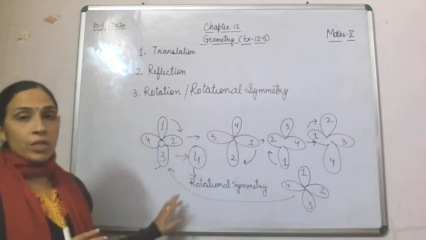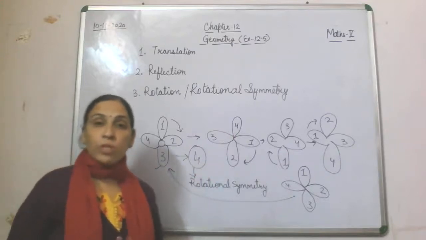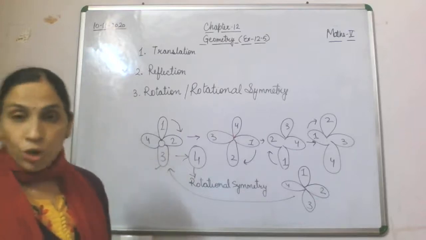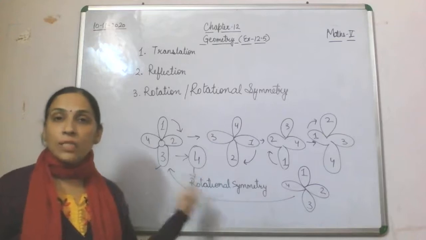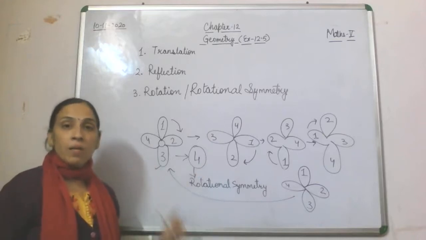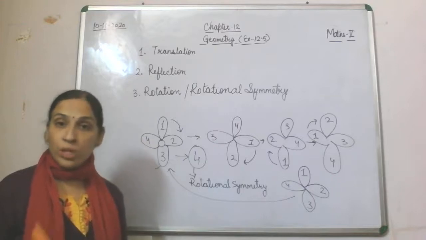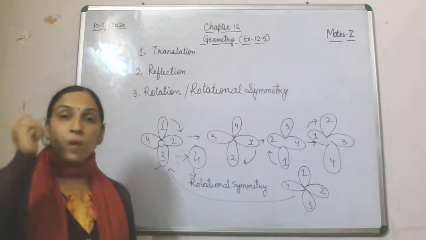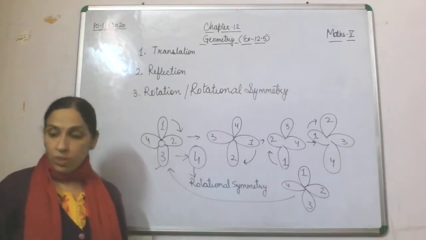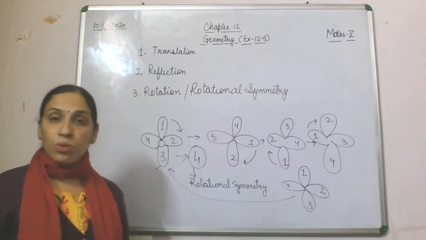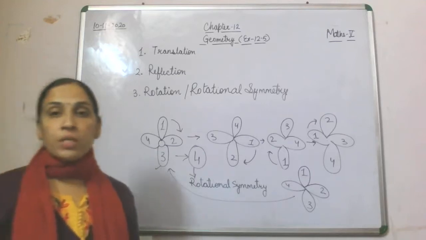So here the rotational symmetry will become 4. For this I am going to tell you a shortcut. The shortcut is, as many wings you are having, as many sides you are having, that number will become the rotational symmetry. You don't require to count each and every fan or anything, whatever you have. You don't require to rotate each and every figure. So that is your rotational symmetry.